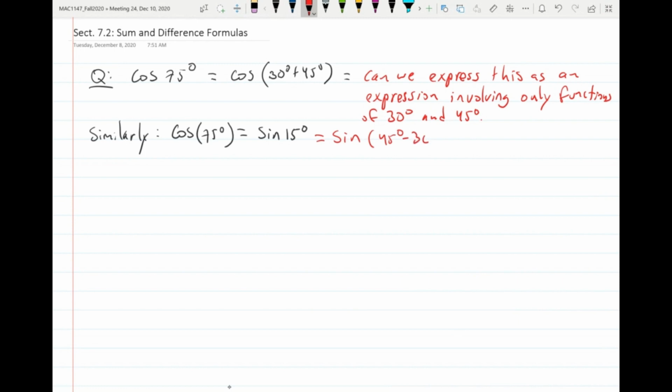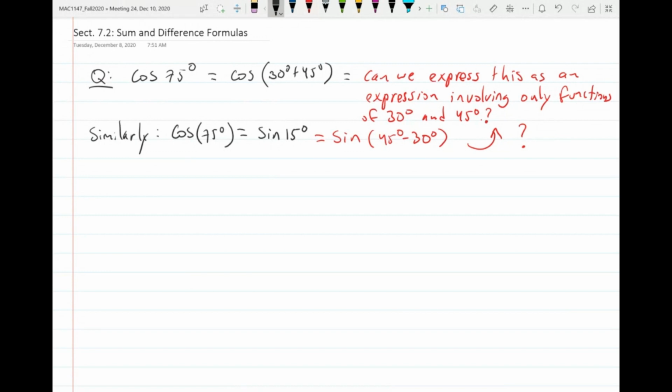So again, the question remains, can we write the sine of 45 minus 30 degrees as an expression that involves only 30 and 45? So same sort of question. This is what we're trying to explore right now. Do you understand what we want to do? Okay, so let's see what we can do about it.